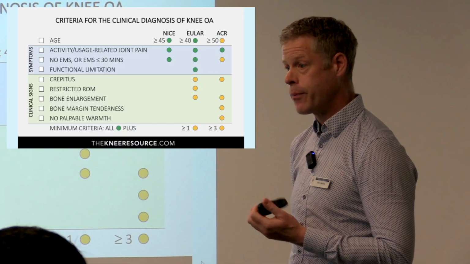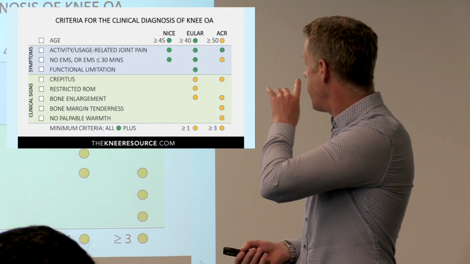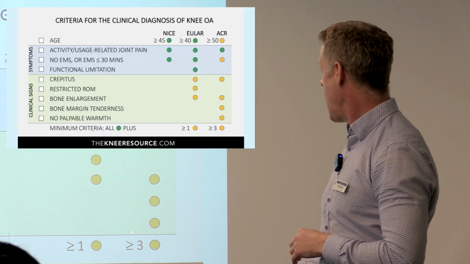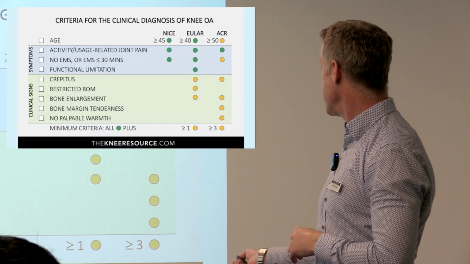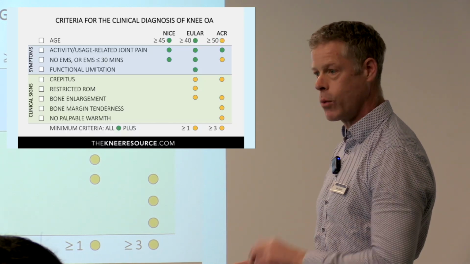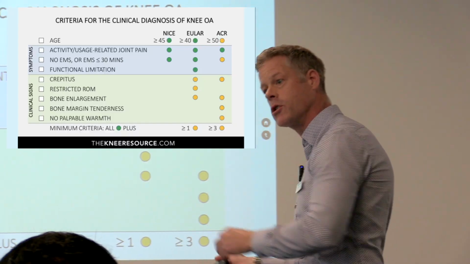Why does it say 50 above? That is, if you're looking for the 3 extra criteria, you only need 2 of these ones if you're also over 50, but if you're under 50, you need 3 of the other ones because it's slightly less likely in people under 50, and so we want more evidence to support that.